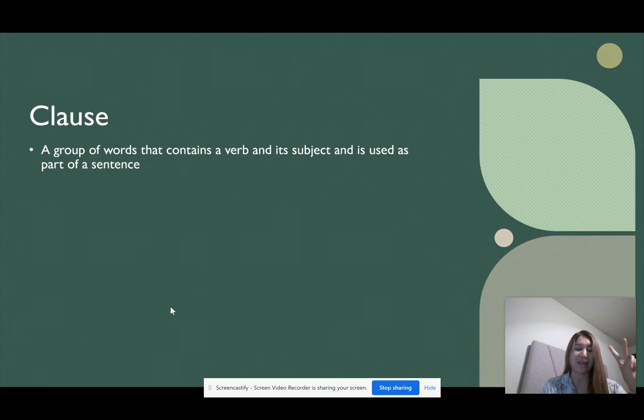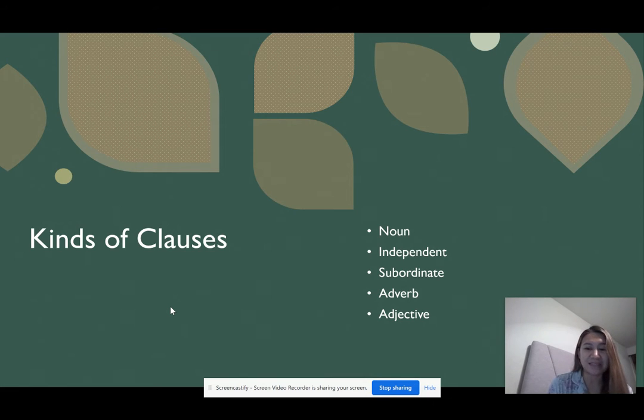In our previous lesson, we talked about the sentence being a group of words with two parts, a subject and a predicate, and it expresses a complete thought or meaning. Now, a clause, just like a sentence, is a group of words that has a subject and a verb, and it's used as part of a sentence. It's not considered a sentence. I'll explain that further in the examples that we're gonna do later on, but it's part of a sentence. A clause is part of a sentence despite having the subject and its verb. Now, there are different kinds of clauses.